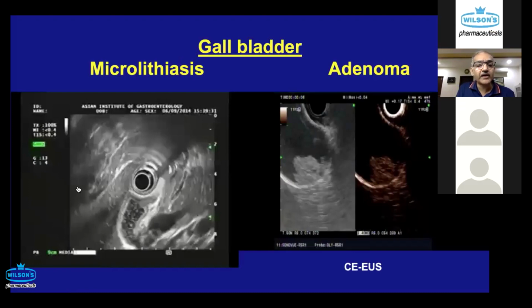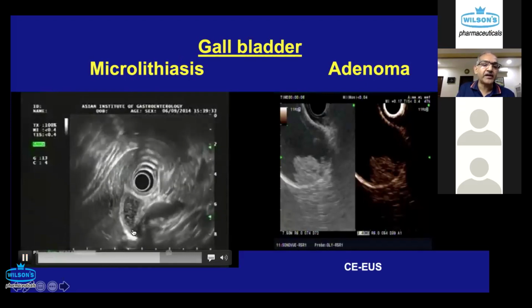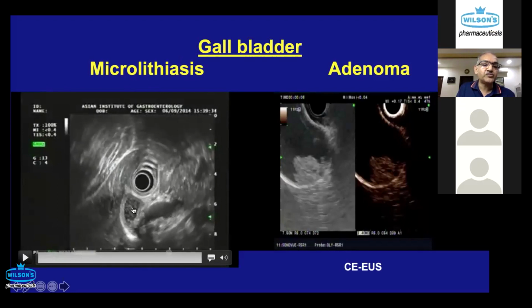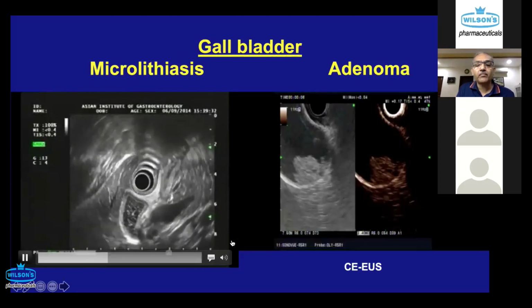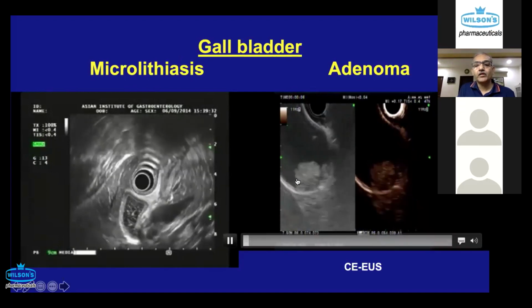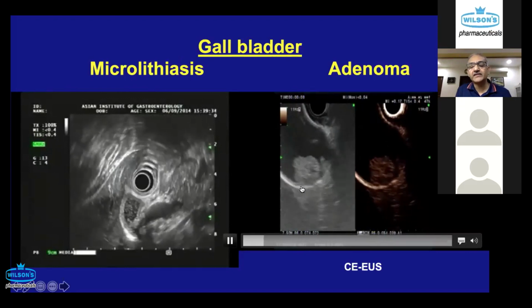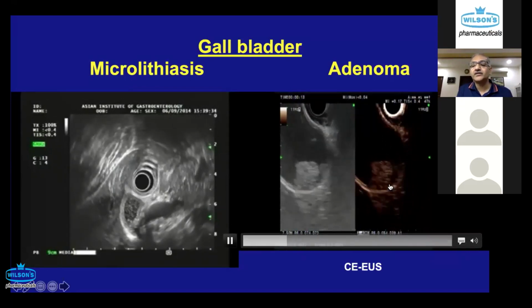Moving to the gallbladder, ascending further, gallbladder stones can be easily picked up, as we have seen earlier. And this is a patient who had microlithiasis, a recurrent pancreatitis with tiny specks inside. And on the right side, you see a different pathology. This is a gallbladder polypoid lesion, and contrast enhanced EUS showed that this polyp was enhancing on injection of contrast.